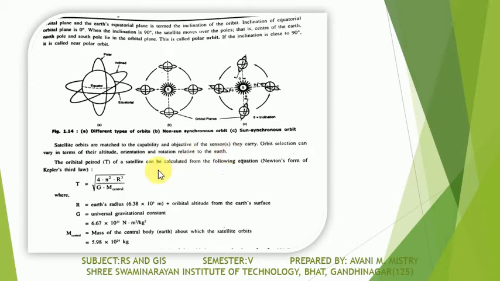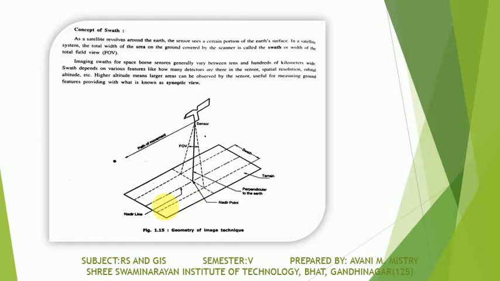The orbital period of a satellite can be calculated from the following equation. T is equal to the square root of 4 pi square r cube divided by G M, where r is the earth radius plus orbital altitude from the earth's surface, G is the universal gravitational constant, and M is the mass of the central body about which the satellite orbits.